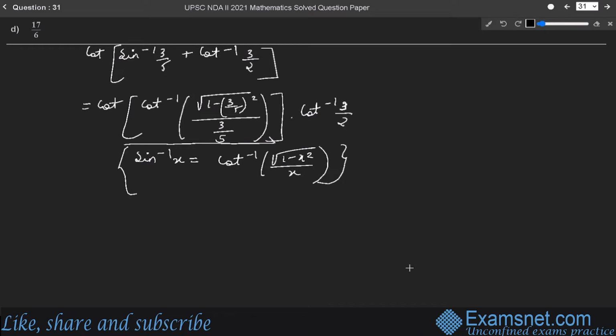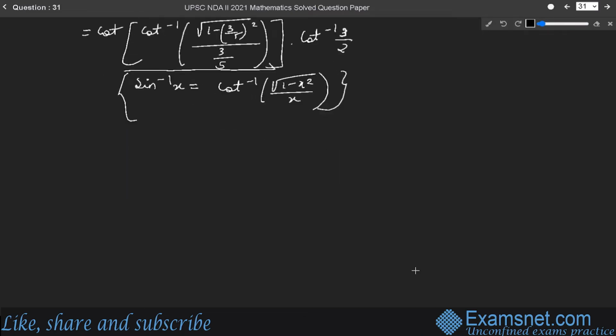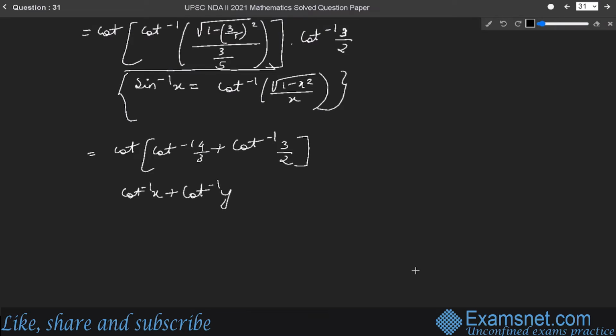So on further solving, it will be equal to cot of (cot inverse 4 by 3 plus cot inverse 3 by 2). We know that cot inverse x plus cot inverse y is equal to cot inverse of (xy minus 1) upon (x plus y).